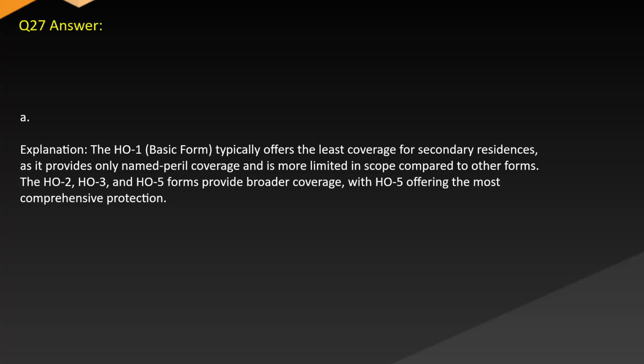Answer A. Explanation. The HO1 basic form typically offers the least coverage for secondary residences, as it provides only named peril coverage and is more limited in scope compared to other forms. The HO2, HO3, and HO5 forms provide broader coverage, with HO5 offering the most comprehensive protection.